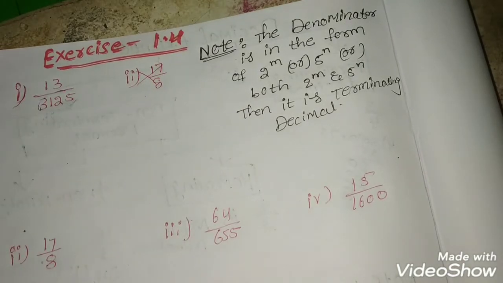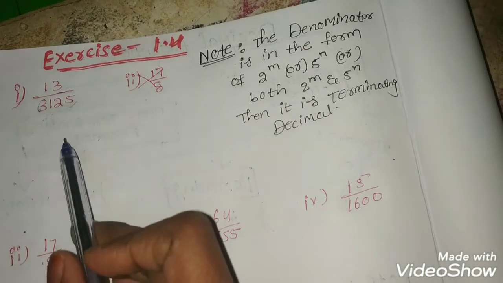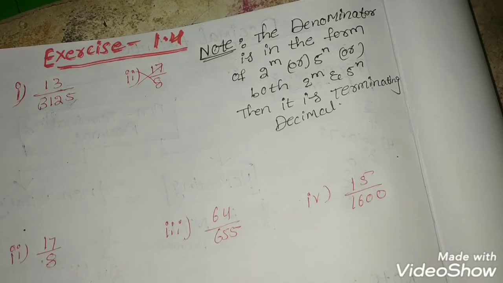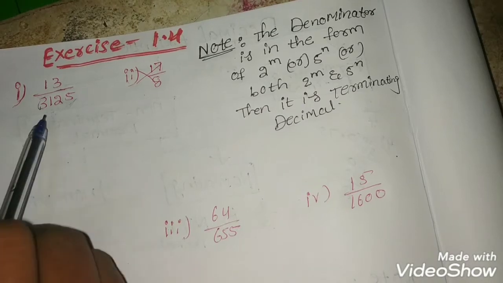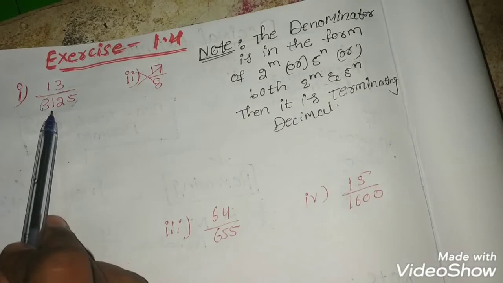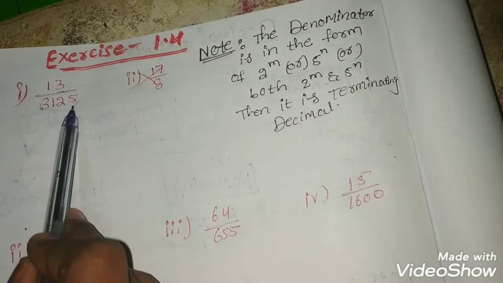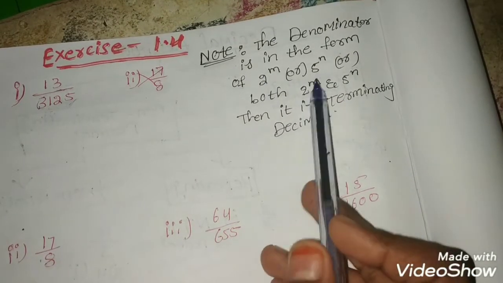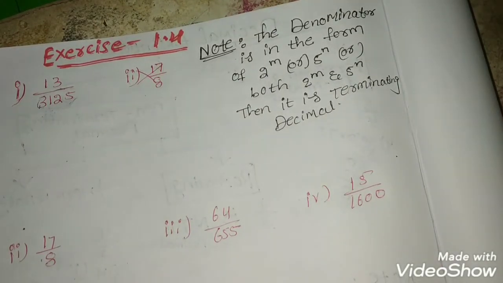The first question is 13 by 3125. We have to prove whether it is a terminating or non-terminating decimal without the long division method. Understand? Already before classes I told you that if the denominator is in the form of 2 power m or 5 power n, or both 2 power m and 5 power n, then we can say this is a terminating decimal.